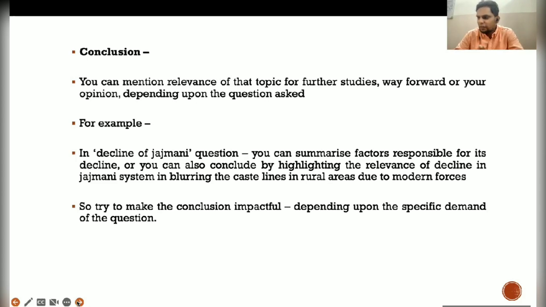And then the three basic parts: you have the introduction, you have the body, and then you have the conclusion. So how would you conclude? See, one way to conclude: how would you conclude answers on Indian society? How would you conclude an answer that is more about tribal India? How would you conclude answers that are more about fossils and archaeology?